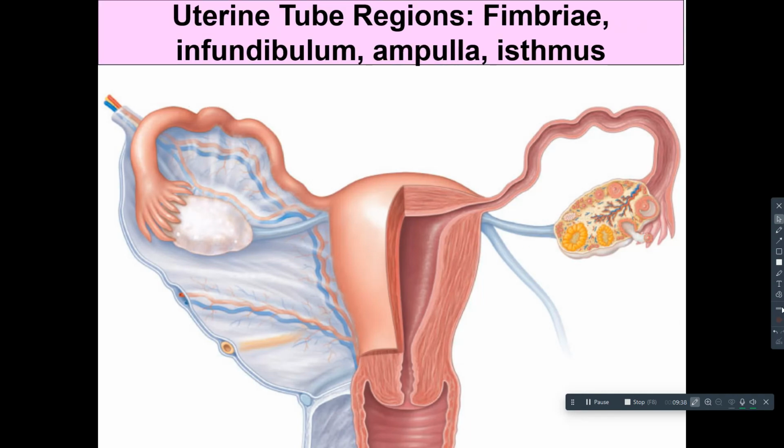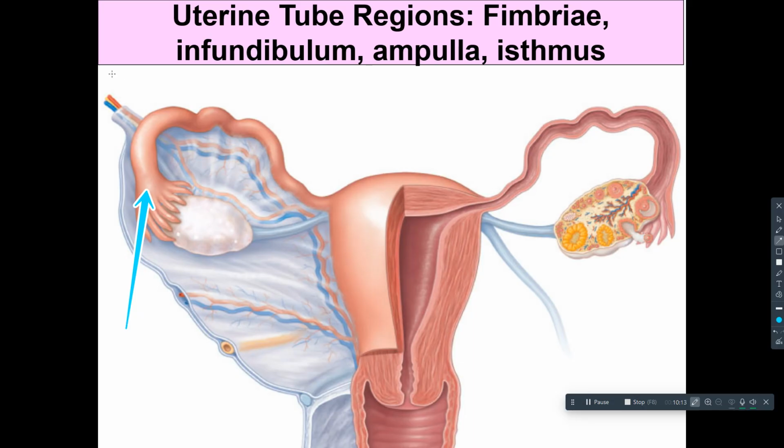Okay, the regions. There are 4 basic regions to the fallopian tube. These finger-like extensions here, and I see a bunch of them here, are called fimbriae. The word fimbriae literally means fringe. And you can see why they chose that word. So those are fimbriae. The fimbriae coalesce to form the infundibulum.